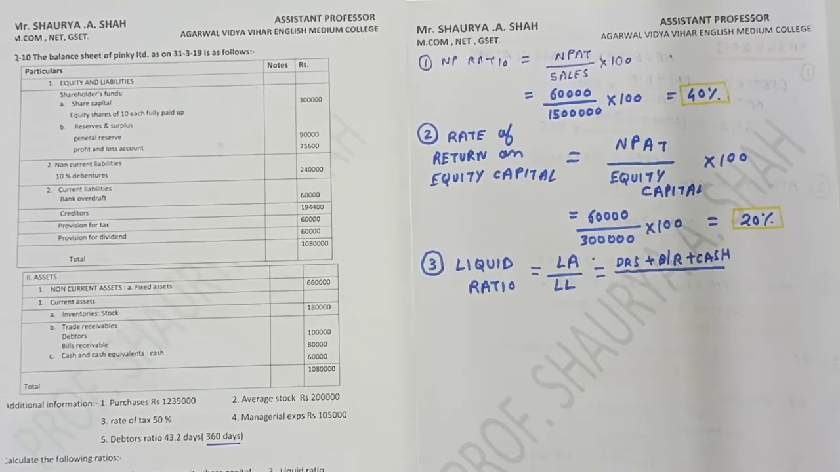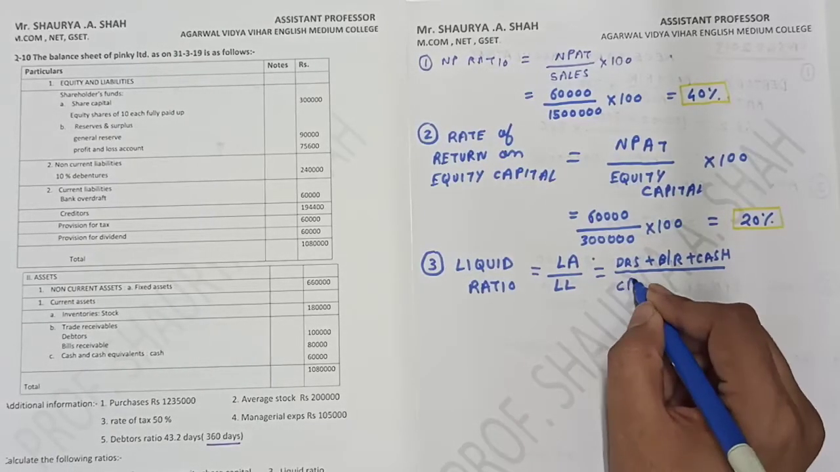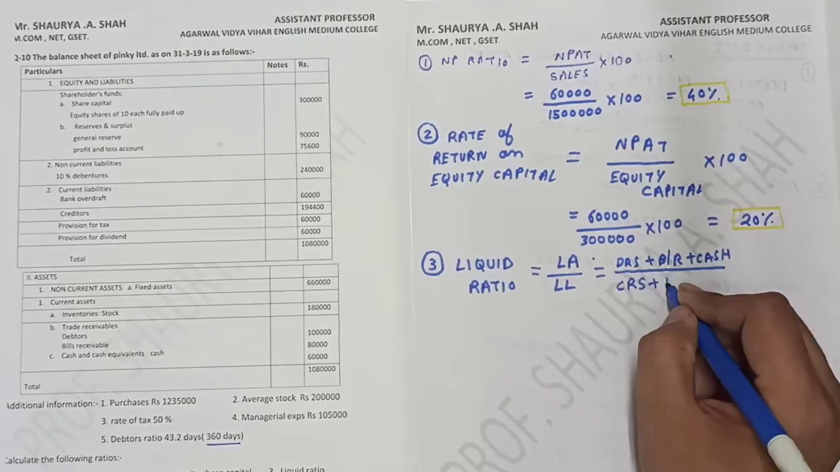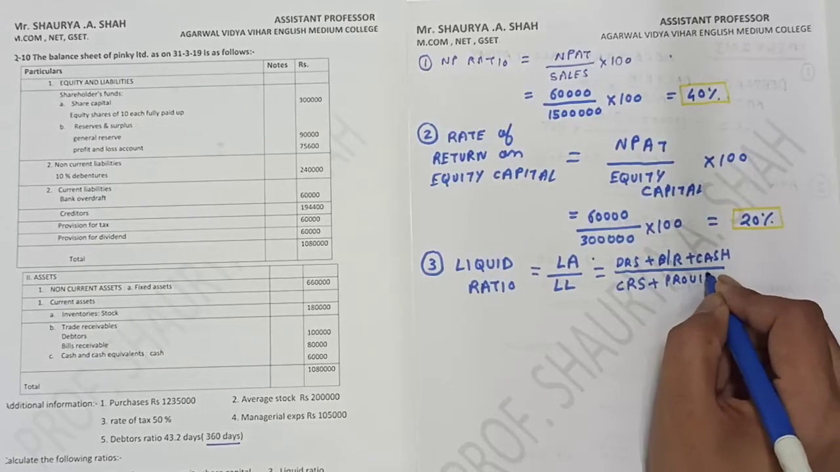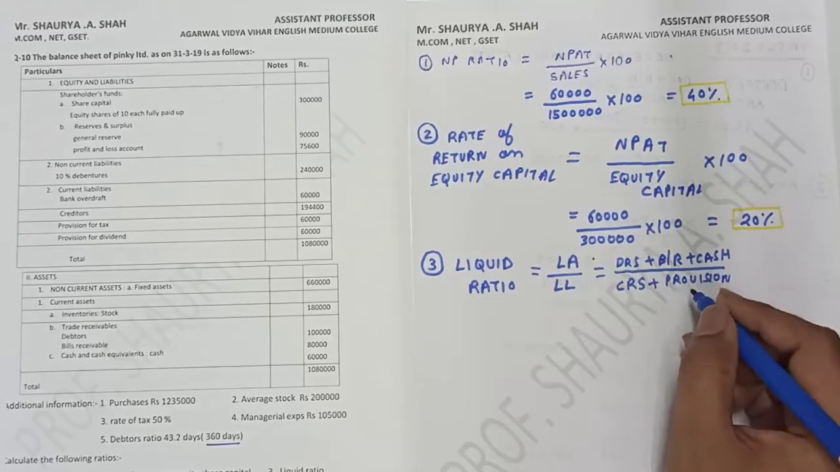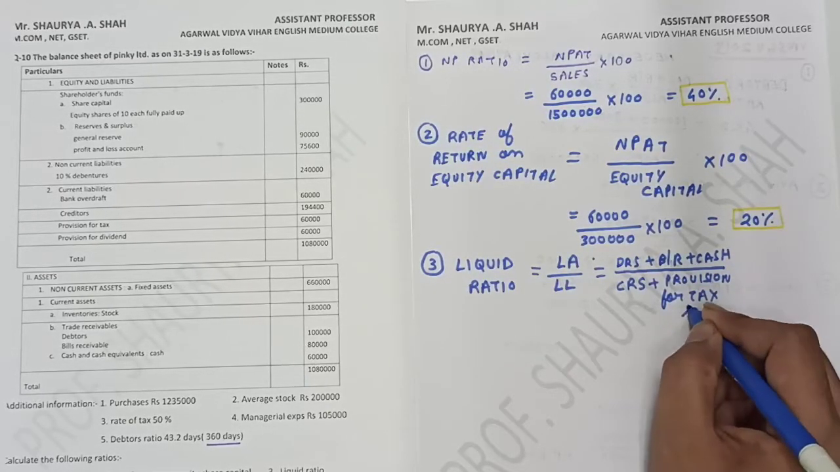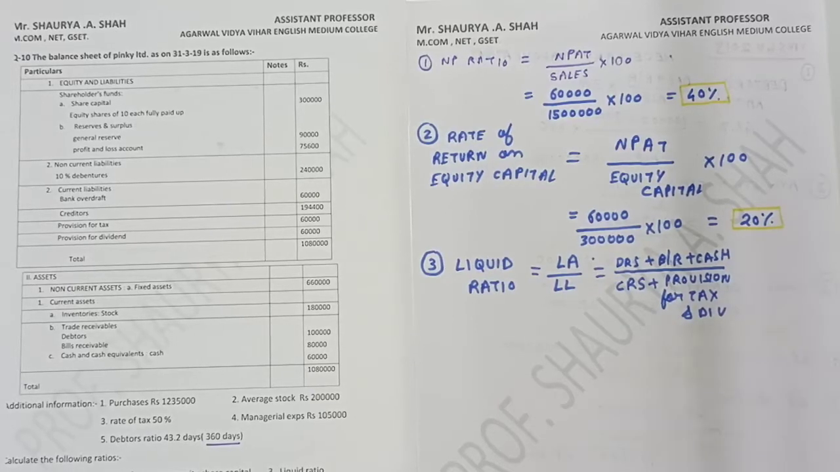Similarly, liquid liabilities. The very first thing you need to take is your creditors. I suppose it is clear. Creditors plus you will take both the provisions which are given: provision for tax and provision for dividend. Both the provisions you need to take.